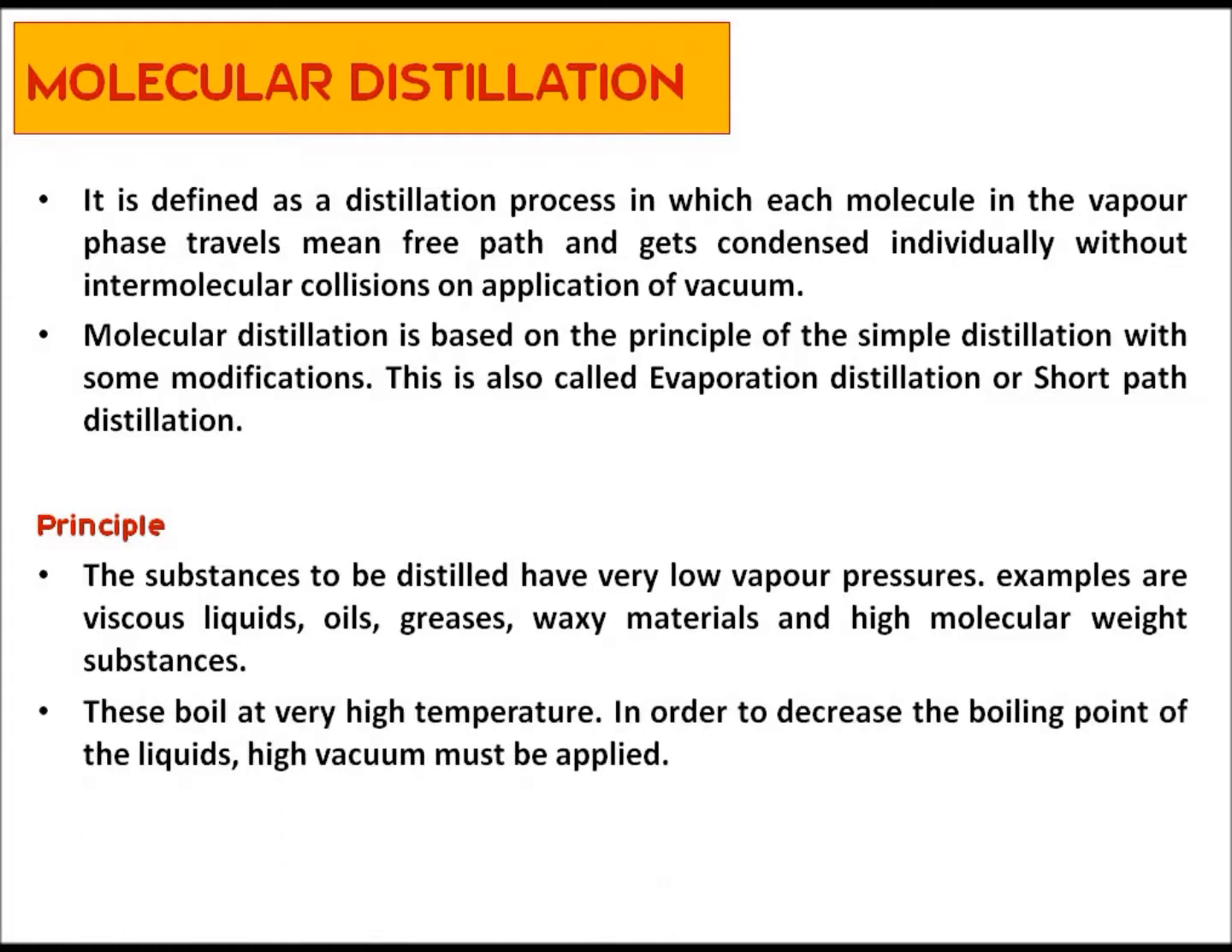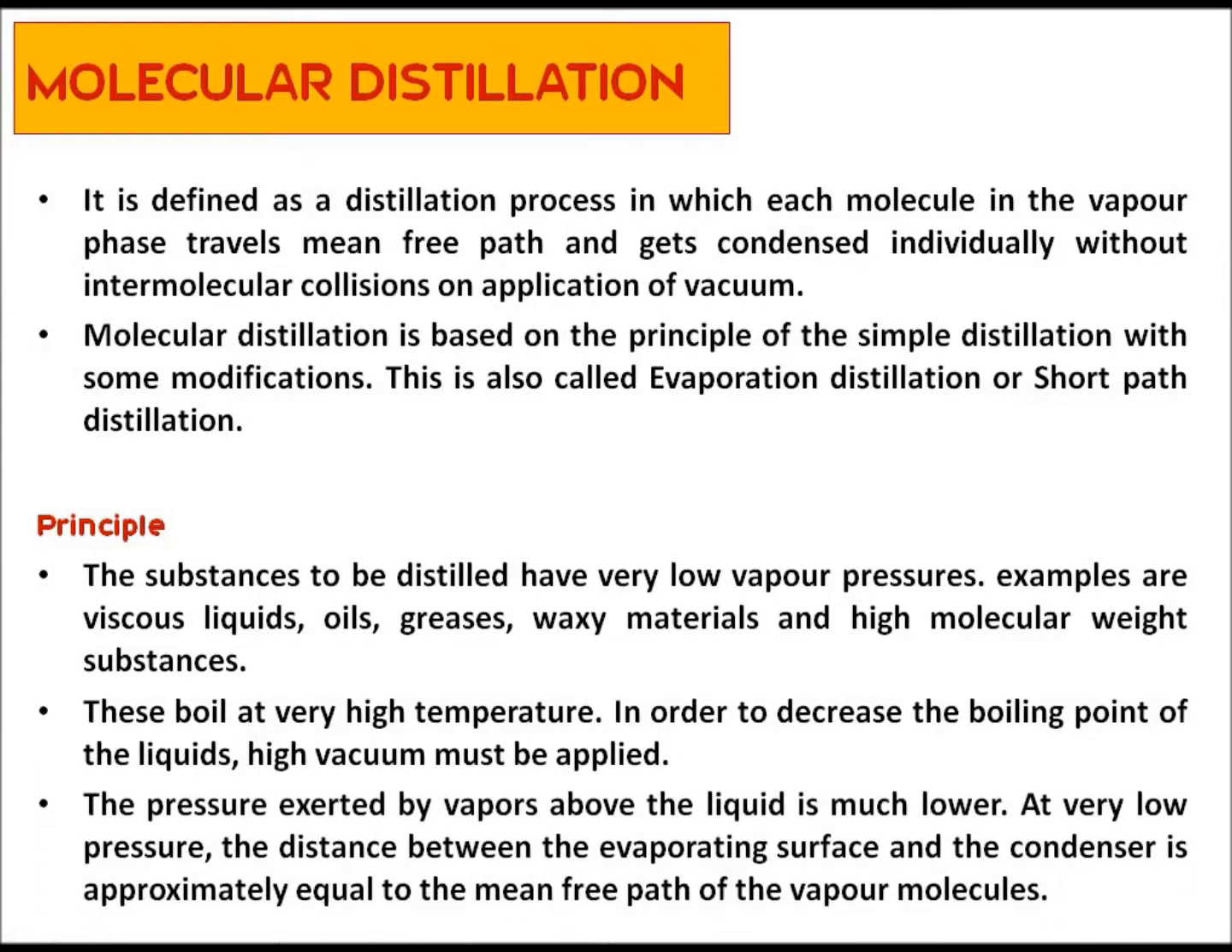Next, these substances generally boil at a very high temperature. So if we want to decrease the boiling point, what are we going to do? Simply, we are going to apply the vacuum. Thus the pressure exerted by the vapors above the liquid is much lower. So at low pressure, the distance between the evaporating surface and the condenser is approximately equal to the mean free path of the vapor molecules.